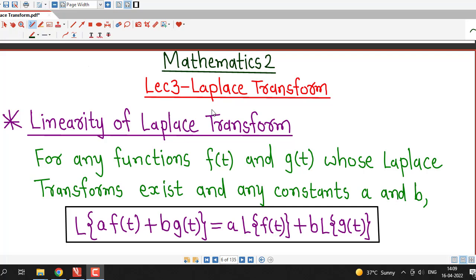Hello friends, I welcome you to lecture number 3 on Laplace transform. In this lecture we will discuss the linearity property of Laplace transform, and then we will discuss the Laplace transform of hyperbolic cosine and hyperbolic sine functions.